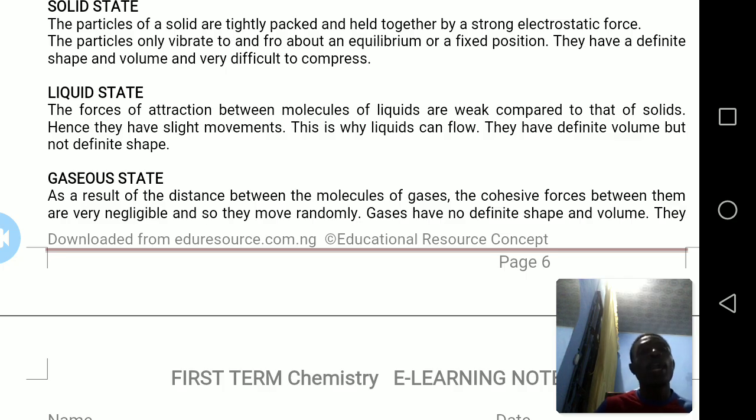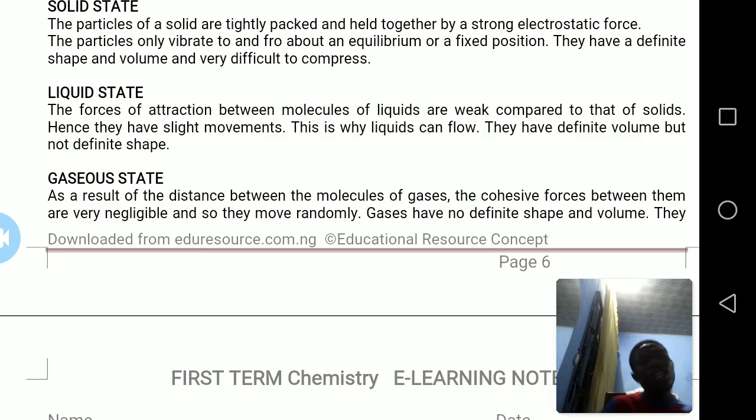Okay. Now, they have definite volume but not definite shape. You cannot say water is a circle. You cannot say water has only one shape, because it depends on the object you put it inside. If the tank is square in shape, the water will give you a square shape. If the tank is round in shape, it will give you a round shape, right? If the container is triangular in shape, it will give you a triangle. I hope you're following me. So water has no definite shape, but it has a definite volume.